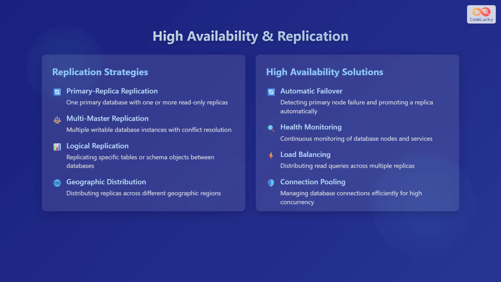High availability solutions involve automatic failover, which means detecting primary node failure and promoting a replica automatically. Health monitoring means continuous monitoring of database nodes and services. Load balancing means distributing read queries across multiple replicas. Connection pooling means managing database connections efficiently for high concurrency.